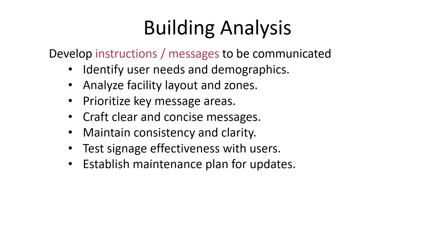Determining the message priority. Once we have identified the key areas of the facility, we need to prioritize the messages that need to be communicated in each location. These messages may include directional information like the exit this way, instruction messages like push the button to open, safety information like emergency exits, regulatory compliances like no smoking, or informational signages like room numbering and department names.